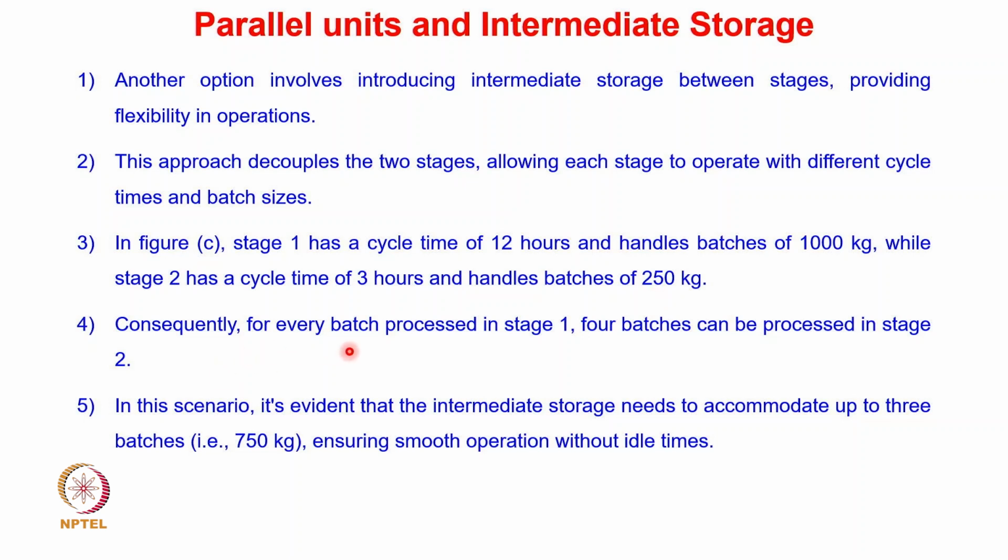Again, for every batch produced in stage 1, 4 batches will be produced in stage 2 in this particular case. So in this scenario, it is evident that the intermediate storage needs to accommodate up to 3 batches, ensuring smooth operation without idle times.